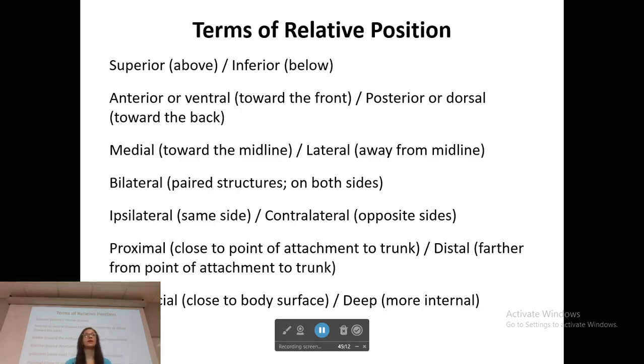Medial and lateral. I already explained that, right? So what was medial?